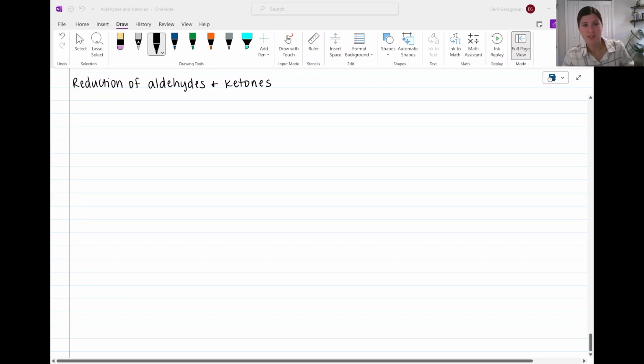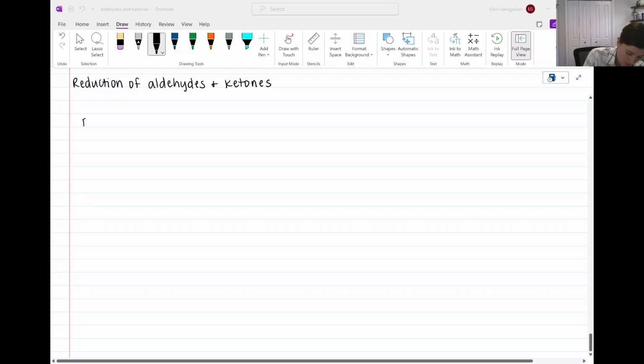Here we'll introduce the topic of the reduction of aldehydes and ketones. So in the past, we've talked about the oxidation of alcohols to form aldehydes and ketones. The reduction is essentially going in the reverse reaction. We have to use different reagents. We'll start with an aldehyde or ketone, and we end then with an alcohol.